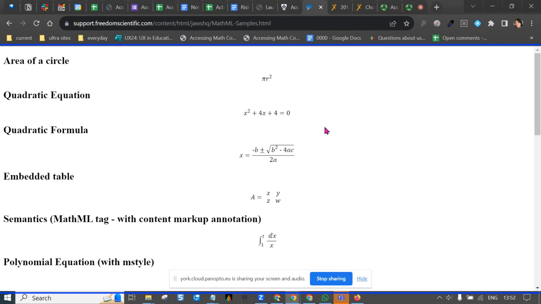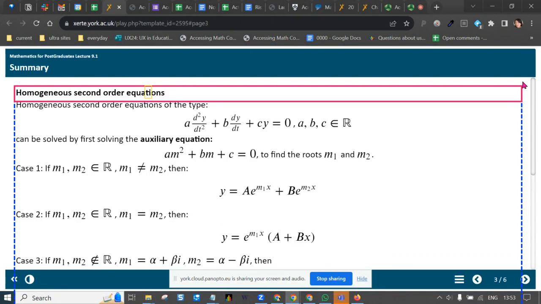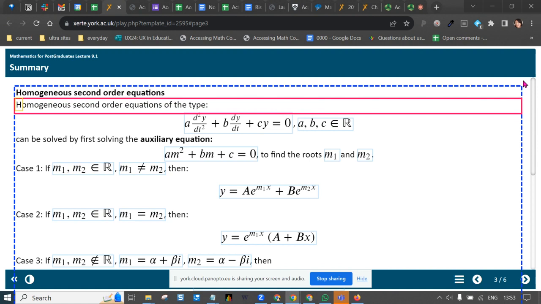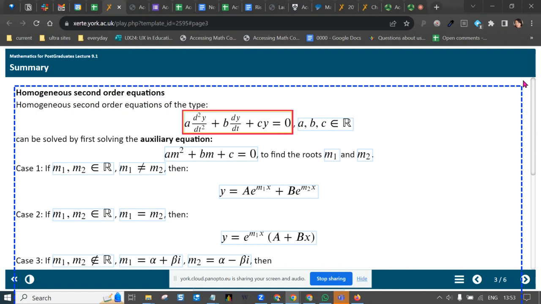If I zoom out again by pressing the up arrow. x equals the fraction with numerator negative b plus or minus. So it'll read out the whole equation. Okay, so main landmark, homogeneous second-order equations of the type colon, backslash left paren, a backslash frac left brace d caret 2y right brace left brace dt caret 2 right brace plus b backslash frac left. Application, clickable, collapsed, sum equals 0. So sum equals 0 is what you hear.